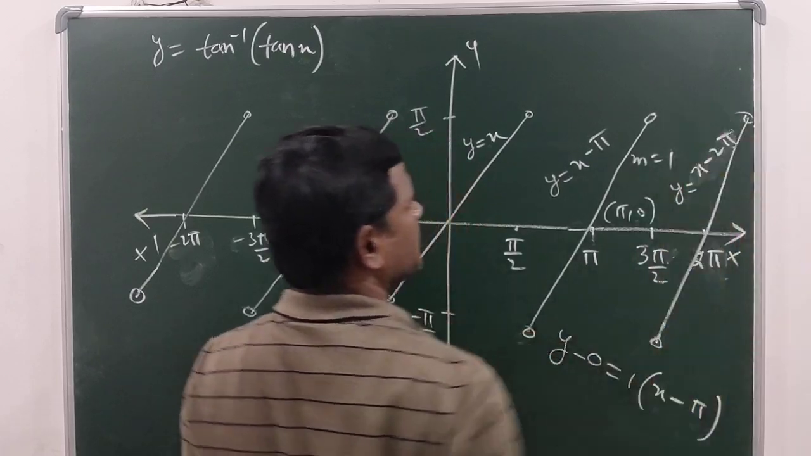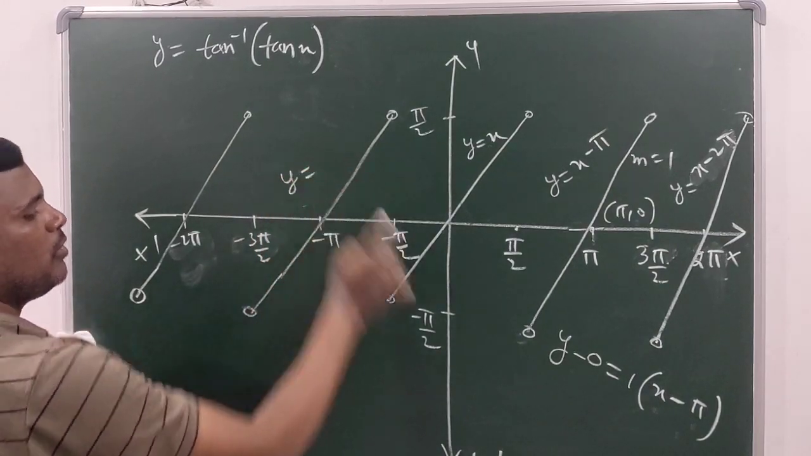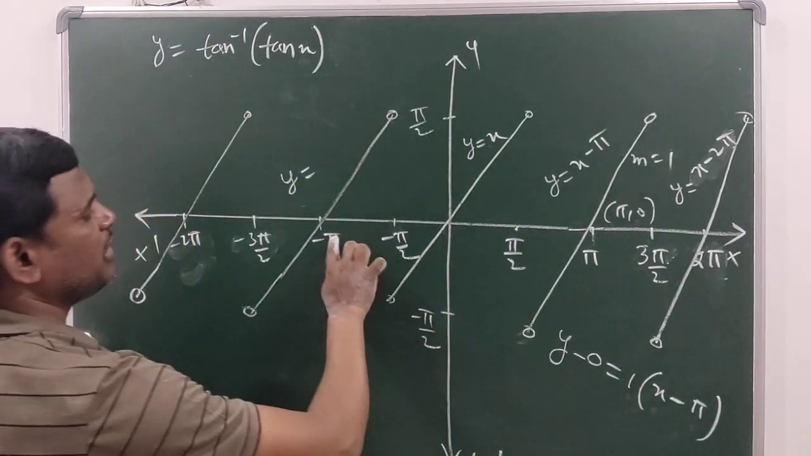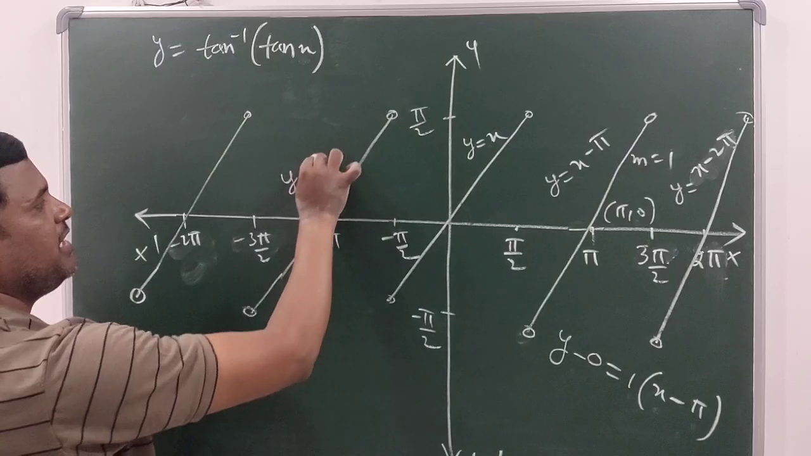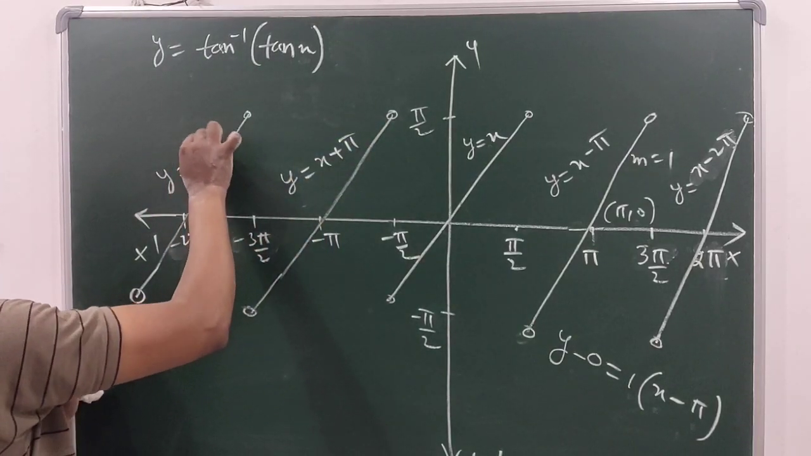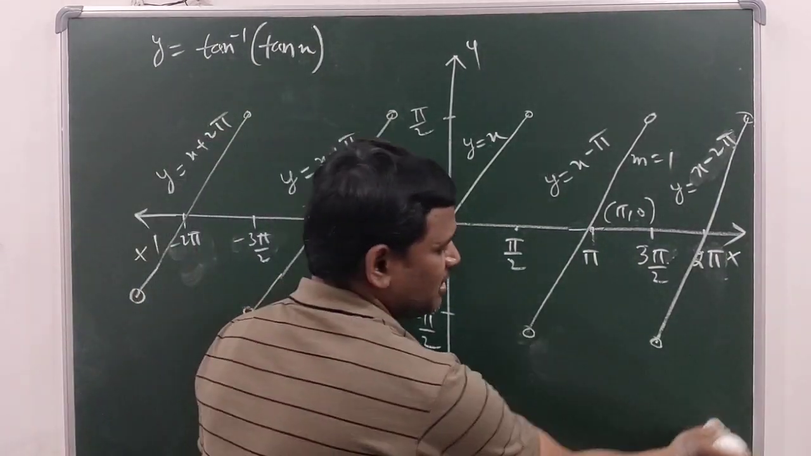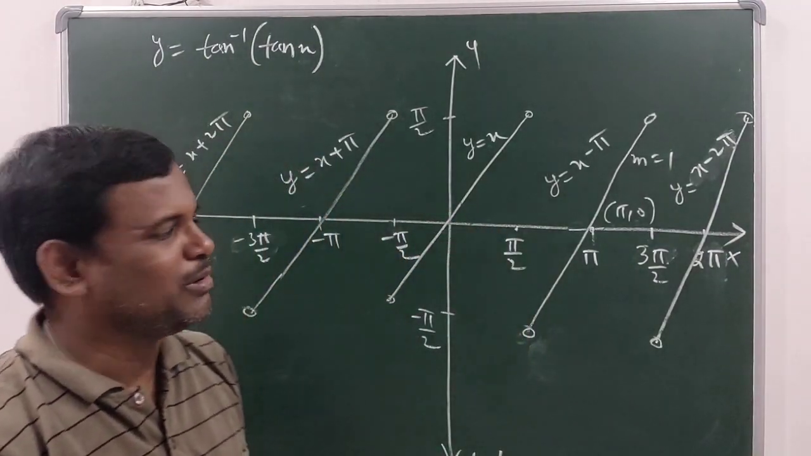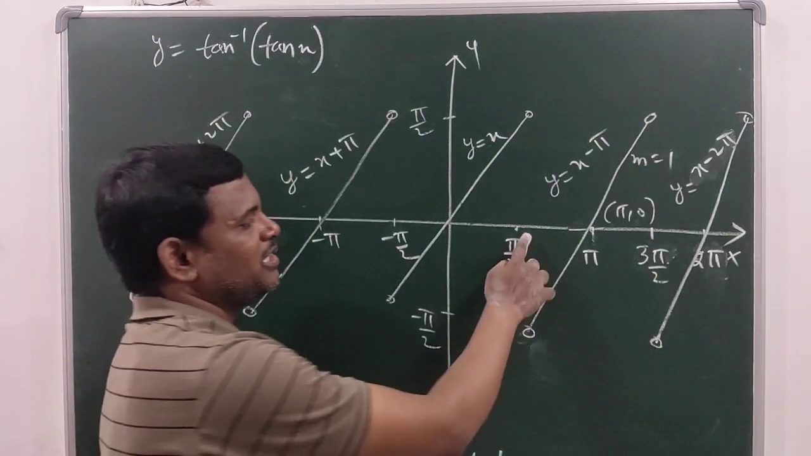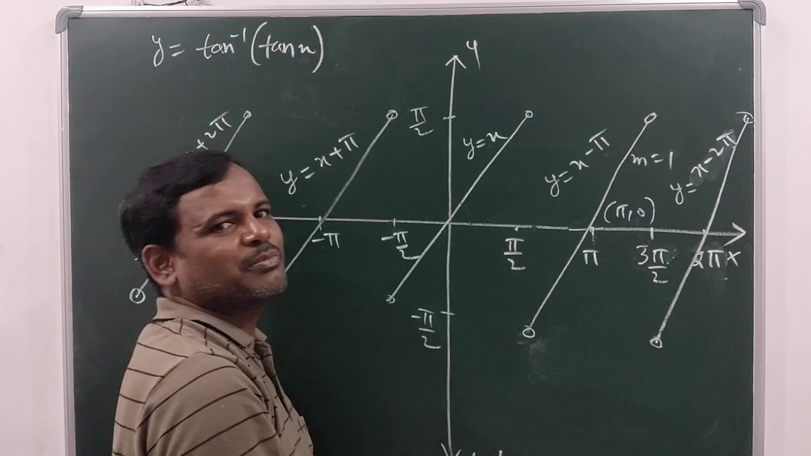X minus 2 pi. And here also, y equal to m value 1. So x minus pi, x plus y will come. This is y equal to x plus 2 pi. The applications are the same as the previous problems. If x belongs to this interval, what do you have to take? y equal to x minus pi.